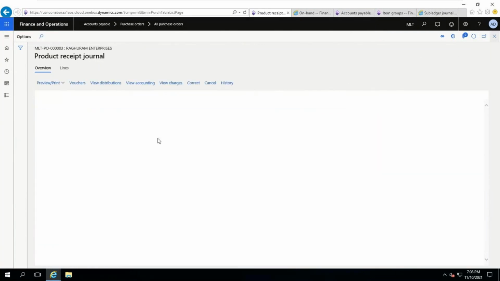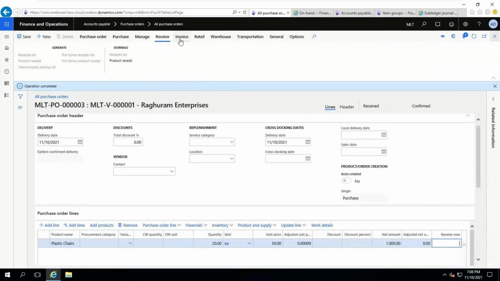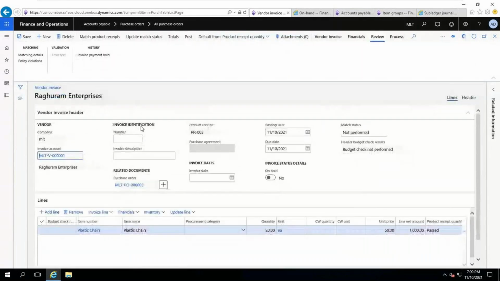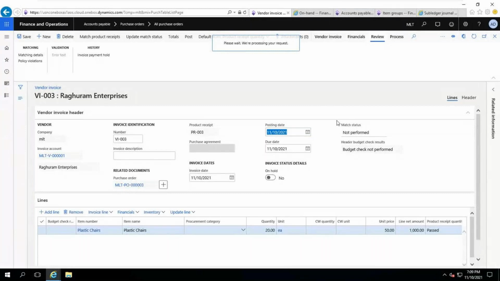You do not need these errors, but for understanding purposes, if you make mistakes, you need to understand what the error message is and proceed with the resolution. I'm entering vendor invoice 003, date, update mass status, it is passed. Now post.